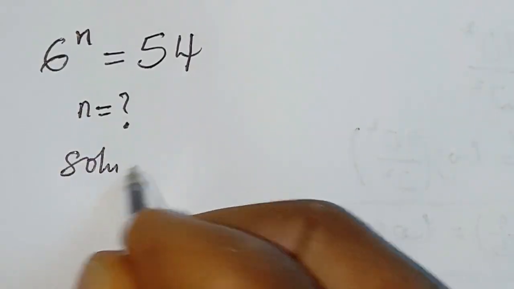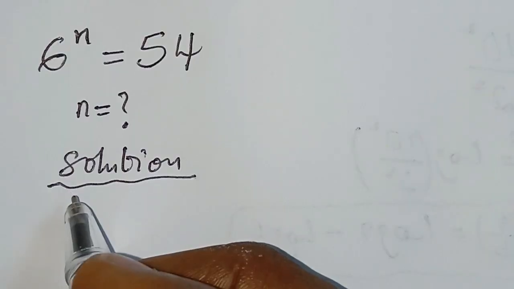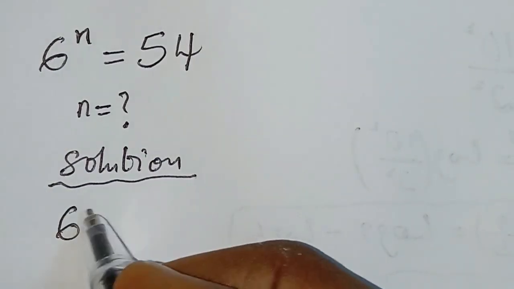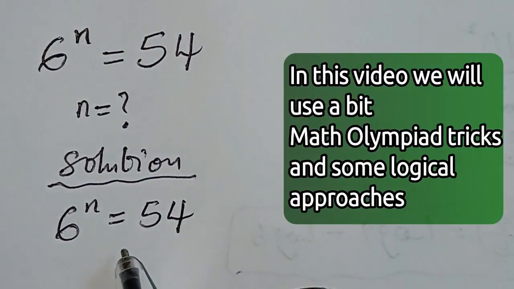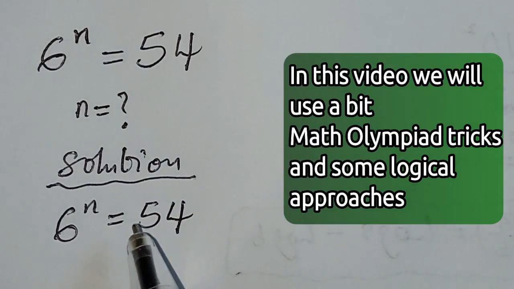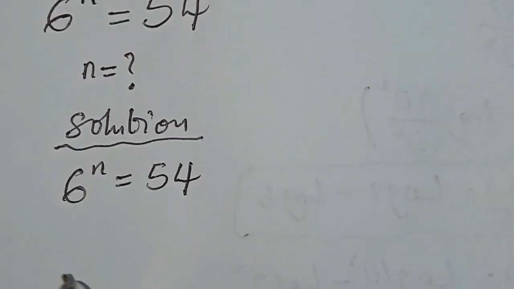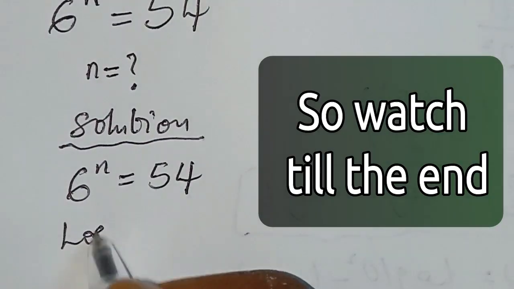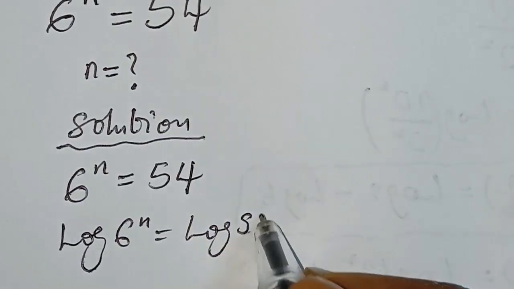Solution. We need to find the value of n. From our question, we have 6 to the power of n equal to 54. So we are going to be using some logical approach and a bit of Olympiad tricks. First, take the log of both sides. We have log 6 to the power of n equal to log 54.